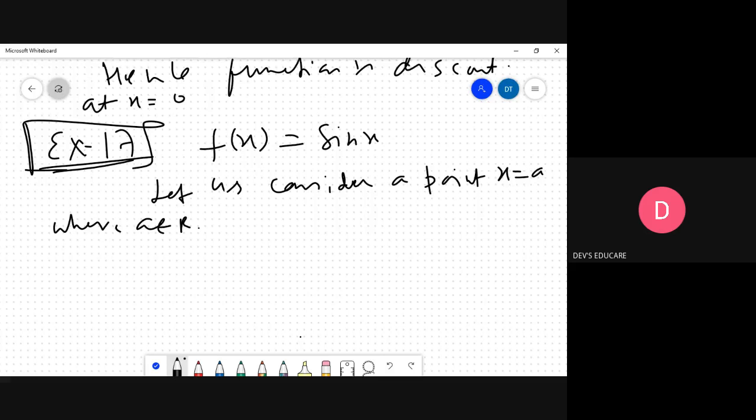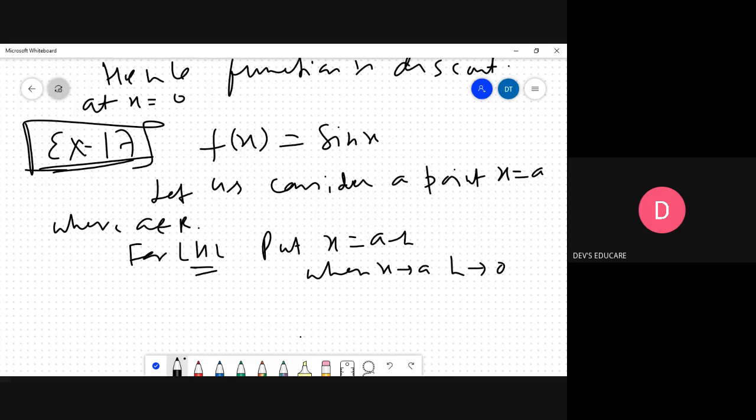So for LHL, put x equals a minus h. So when x is approaching a, h is approaching 0. Are you understanding now? I am trying my level best to give you the simplest approach. I am not complicating the mathematics. When x tends to a, h tends to 0.